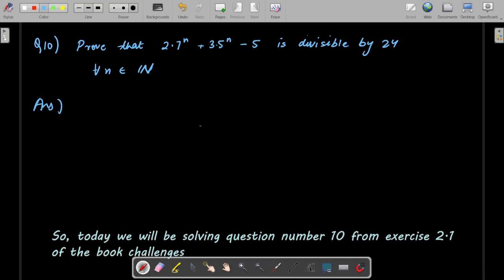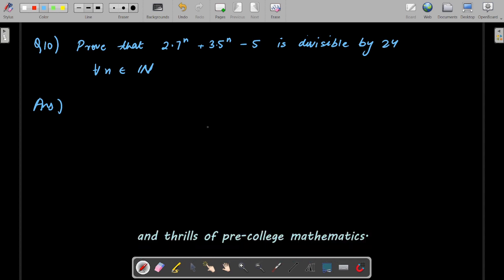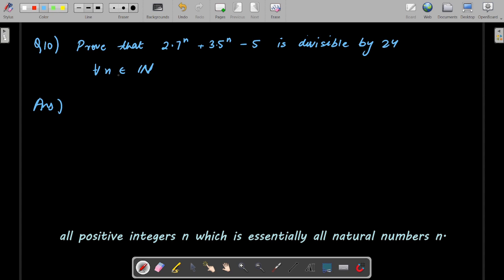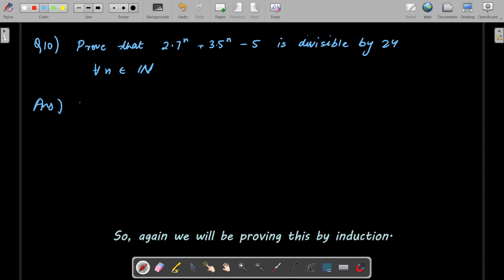So today we'll be solving question number 10 from exercise 2.1 of the book Challenges and Thrills of Pre-College Mathematics. The question says that we need to prove that 2 into 7 power n plus 3 into 5 power n minus 5 is divisible by 24 for all positive integers n, which is essentially all natural numbers n. So again, we'll be proving this by induction.